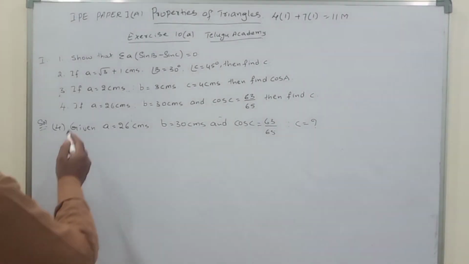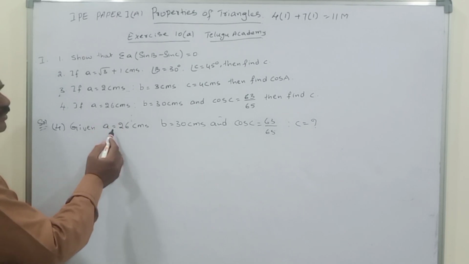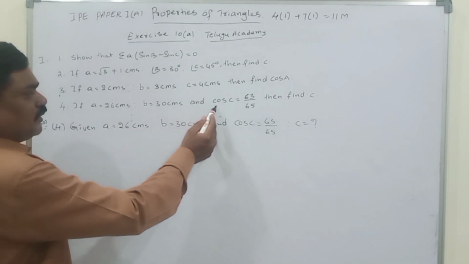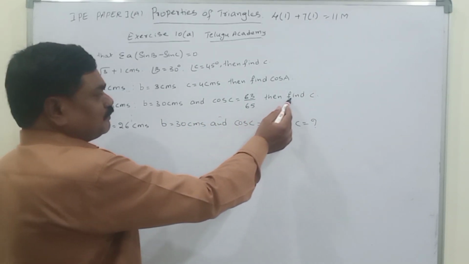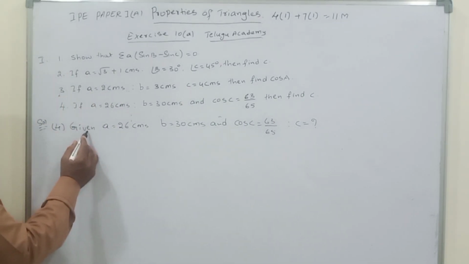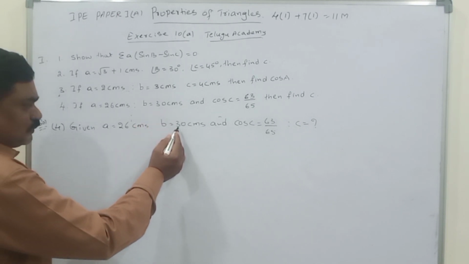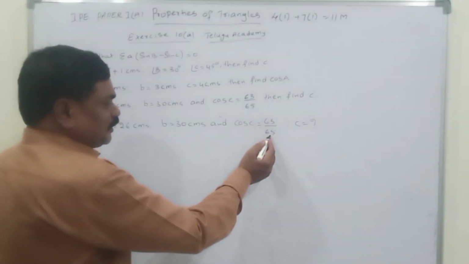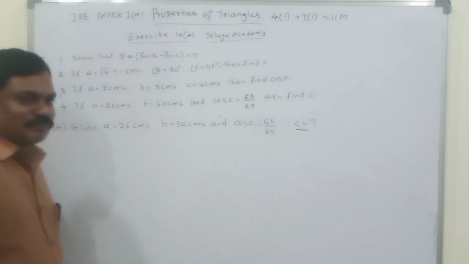Dear students, here is the fourth problem. a is equal to 26 centimeters, b is equal to 30 centimeters and cos C is equal to 63 by 65. Then find c. So solution, we have given a is equal to 26 centimeters, b is equal to 30 centimeters and cos C is equal to 63 by 65. We have to find the c value.